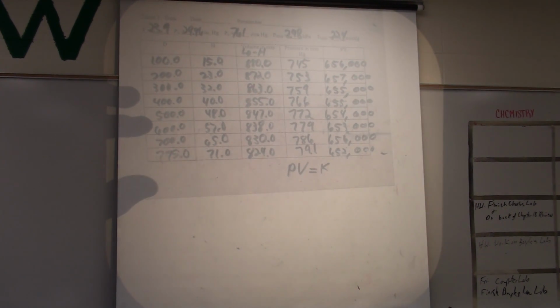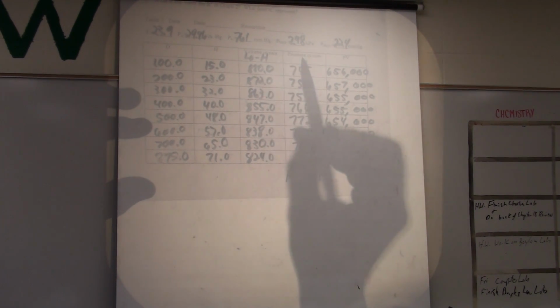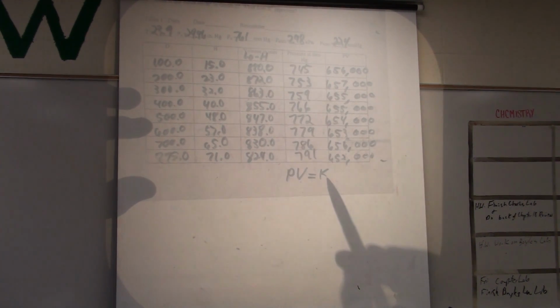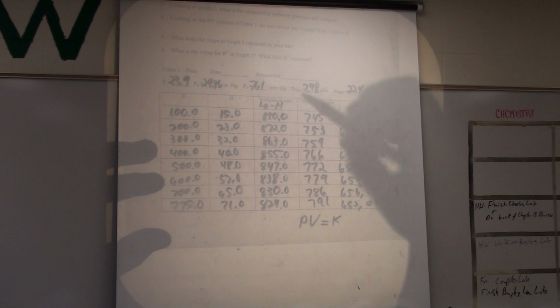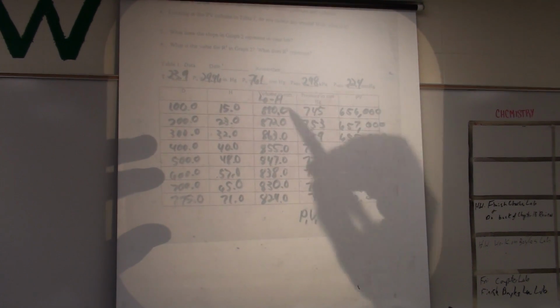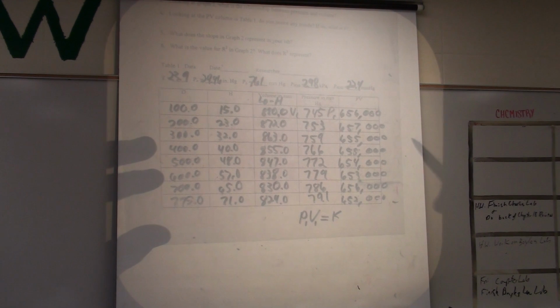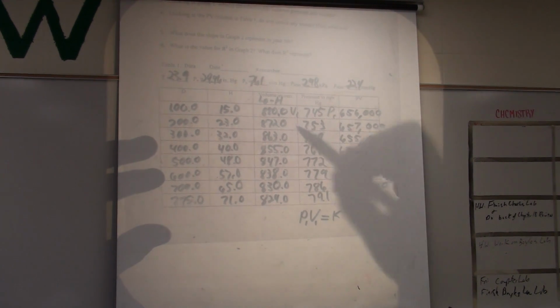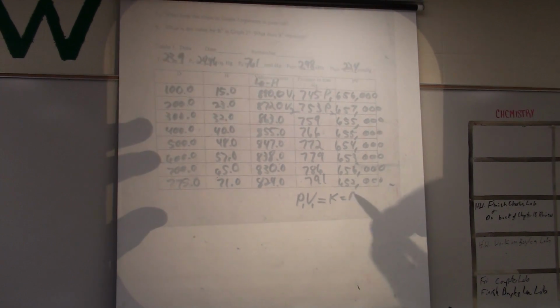This is Boyle's law. Take any volume times its matching pressure, it will equal a constant. In other words, I could say if this is V1 and this is P1, and this is V2 and this is P2, they should equal the same thing, right?